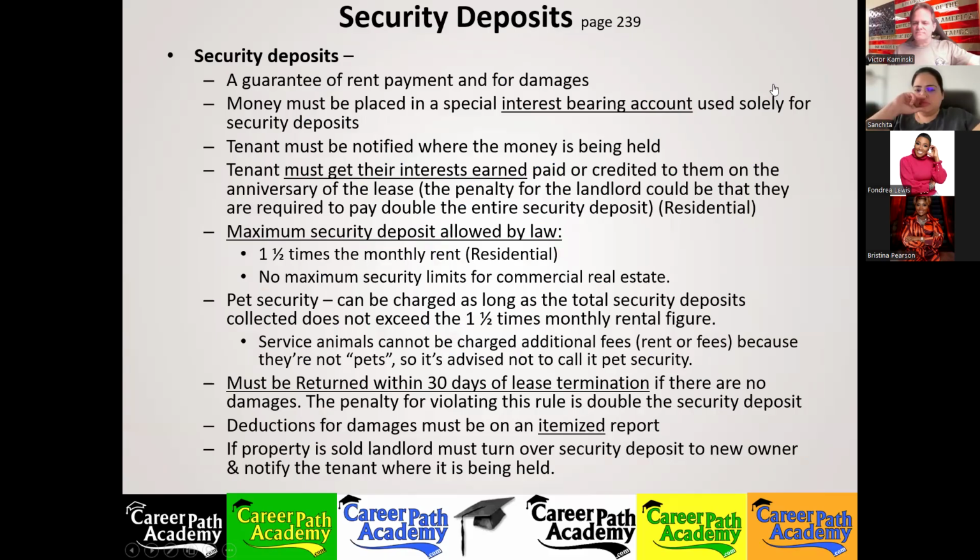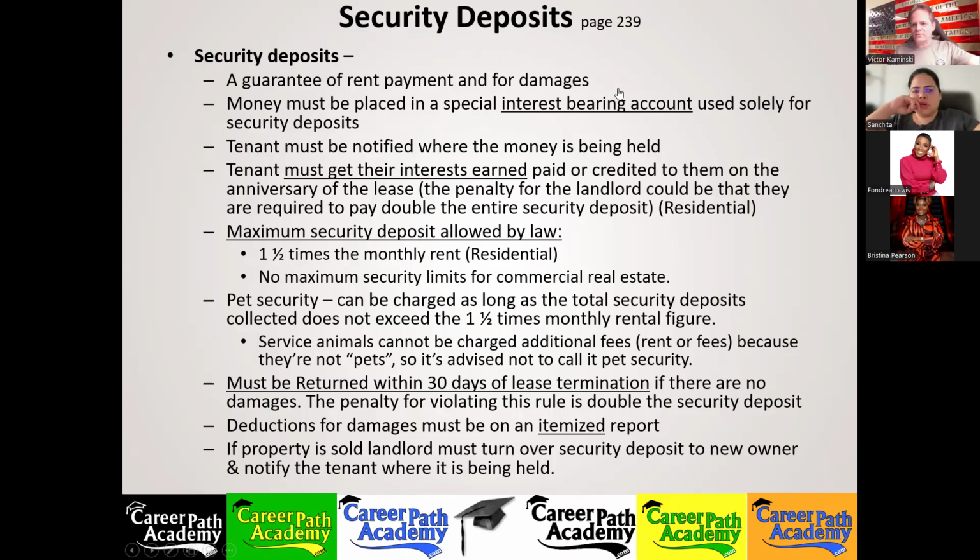Security deposits. How much security can your landlord legally collect by law? Everybody knows this, right? 1.5 months. 1.5 times the monthly rental figure. Yep. So, what is security? It's a guarantee that the rent's going to be paid and to cover any damages.